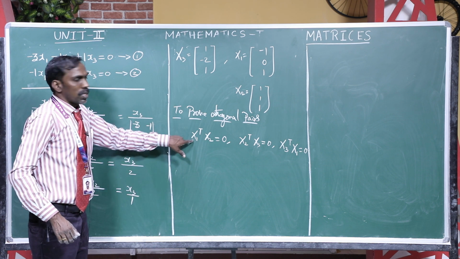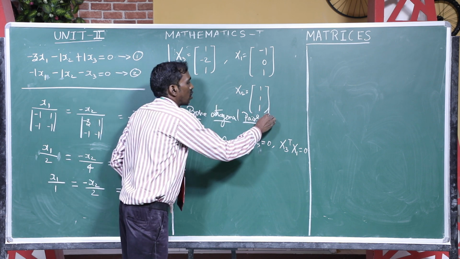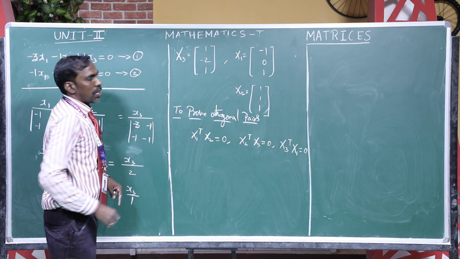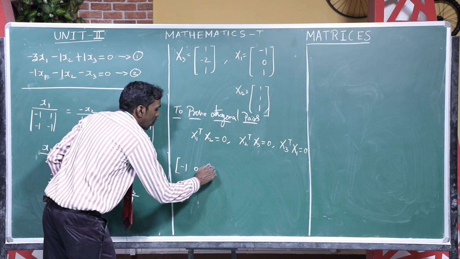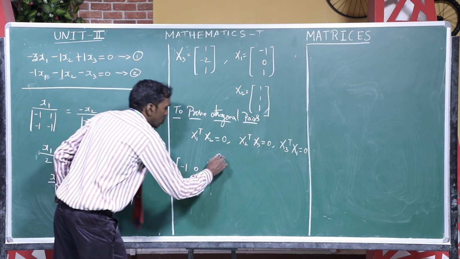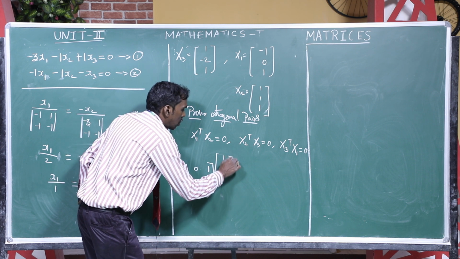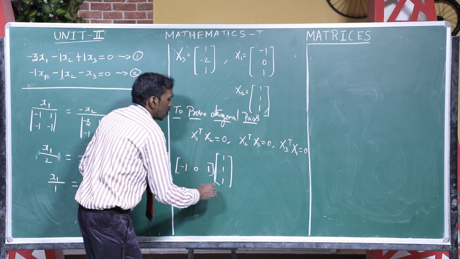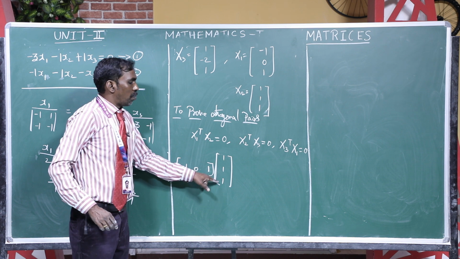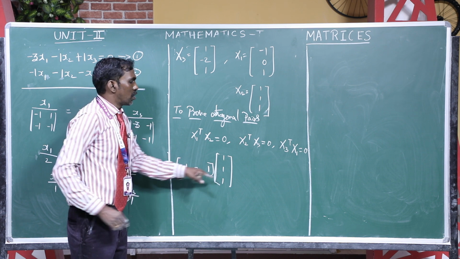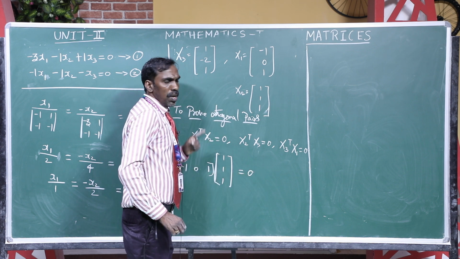You know x1, x2, x3. First, I can take x1 transpose. What is the x1 transpose now? You get minus 1, 0, 1. You just have to take the transpose of the vector. What about our x2? This is x2: 1, 1, 1. You just have to multiply. So minus 1 into 1, 0 into 1 will be 0, 1 into 1 will be 1. So minus 1, 0, 1. What is the answer now? 0. So you got 0. So x1 and x2 are orthogonal in pair.